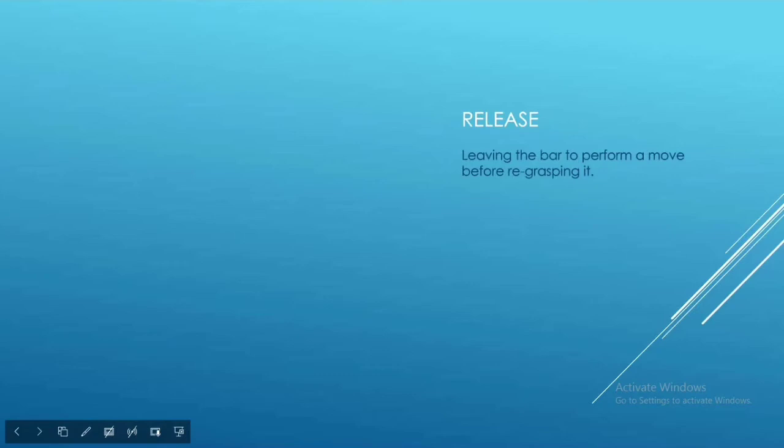So release, leaving the bar to perform a move before a vigorous swing. So the word release means letting go. So they release their hands to do their tricks. So that's all.